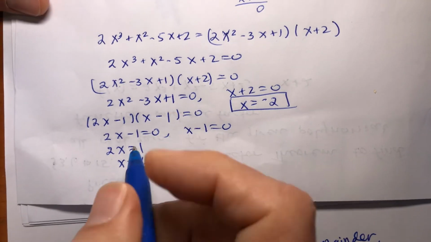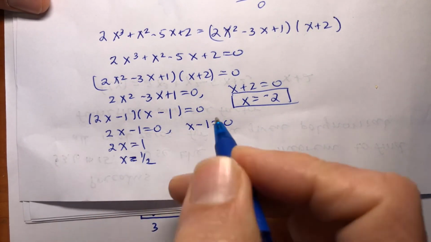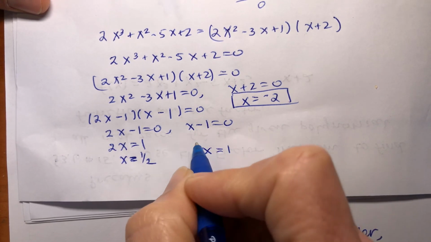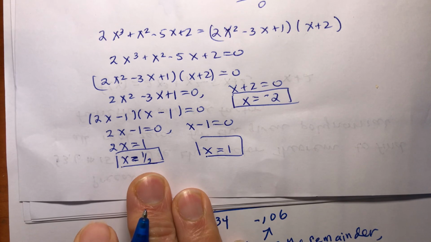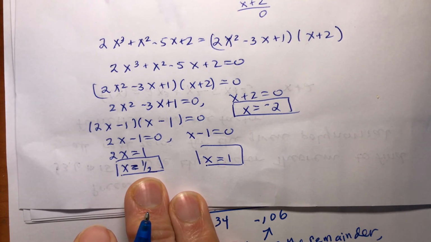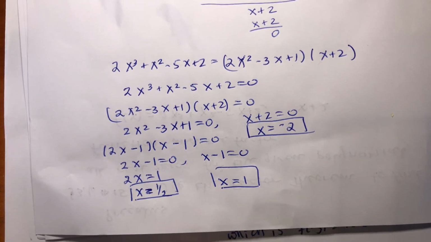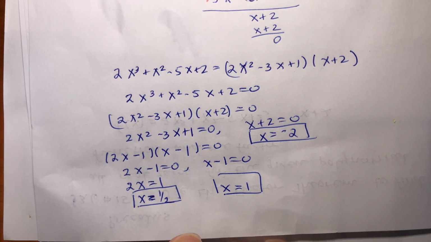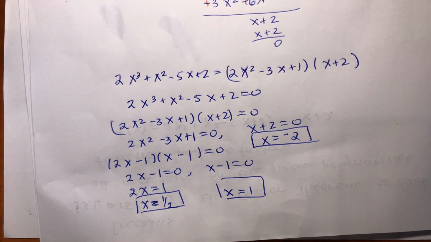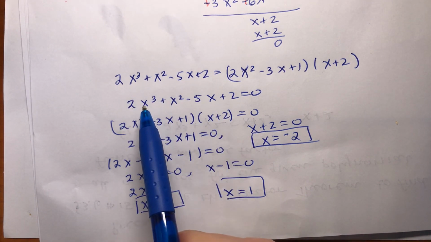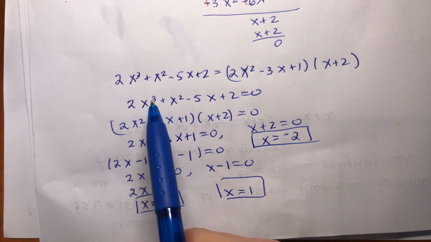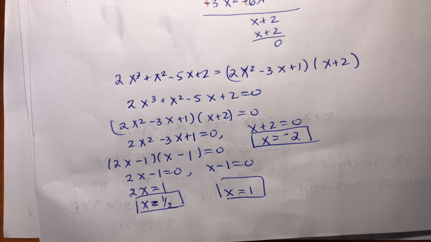Getting to the very end, I'm starting to get sort of messy, which I shouldn't do. x equals 1. So these are the 3 zeros of this polynomial, and there are no more zeros than that, because we started off with a third-degree polynomial. A third-degree polynomial can have at most 3 zeros, real or complex. Okay, that's it.